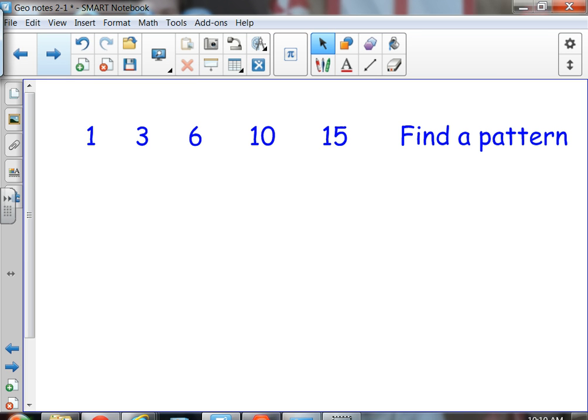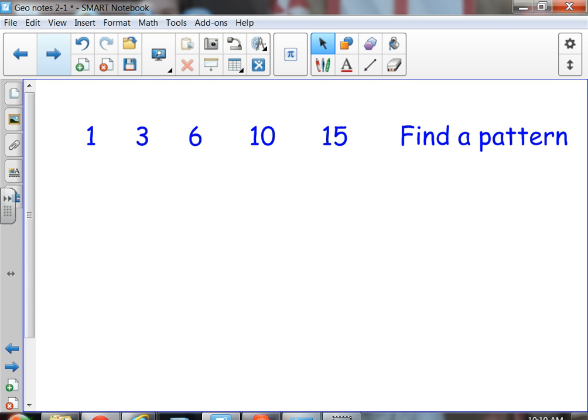Okay, so this section, we're going to be working a lot with patterns. Some are going to be pretty easy. Some are going to be not so much. So we have to find the pattern of 1, 3, 6, 10, 15. Anybody see a pattern? Raise your hand. All right, Ashley. It goes up by 1 starting from 2.